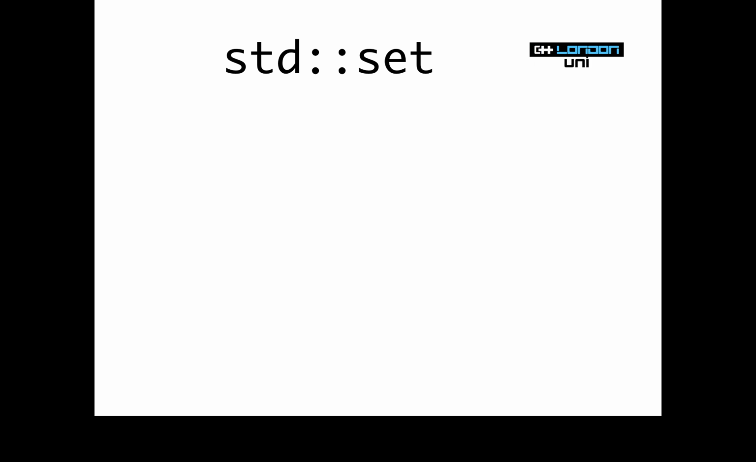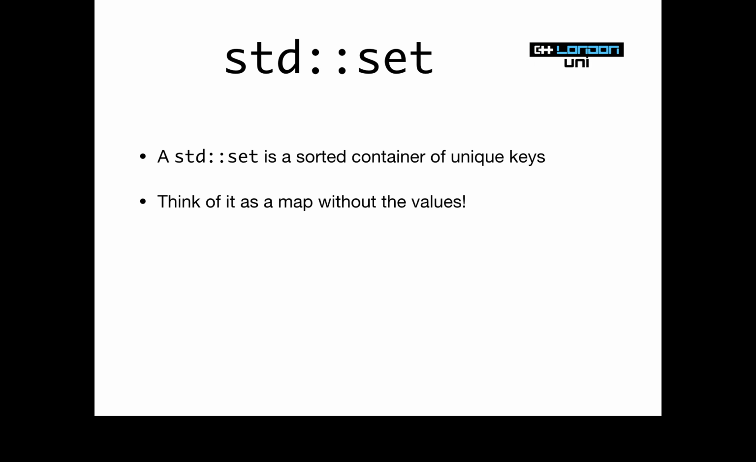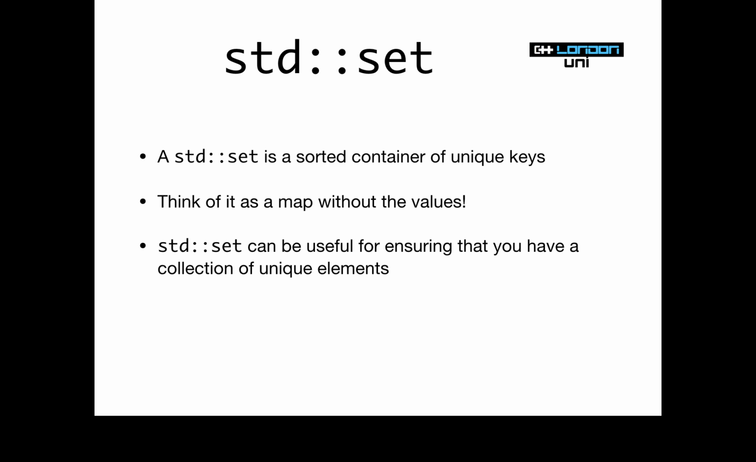The other one I'm going to talk about is standard set. You can basically think of standard set as being a map without the values, right? It's just the keys. You think, well, why would that be in any way useful? It's because elements are guaranteed to be stored in sorted order all the time. And more importantly, standard set guarantees you have a collection of unique elements.